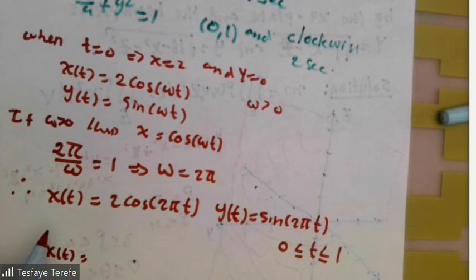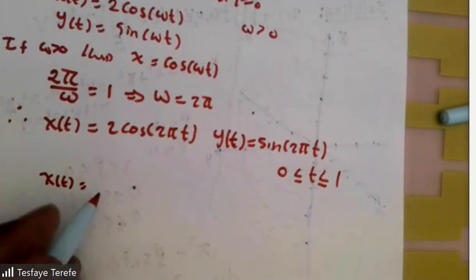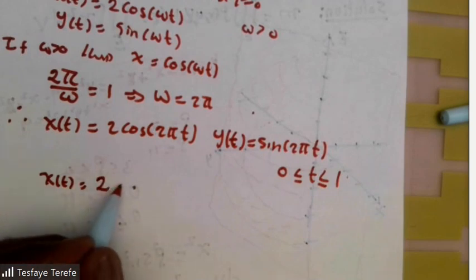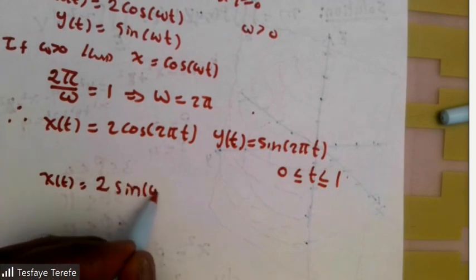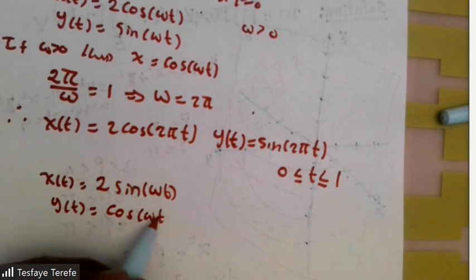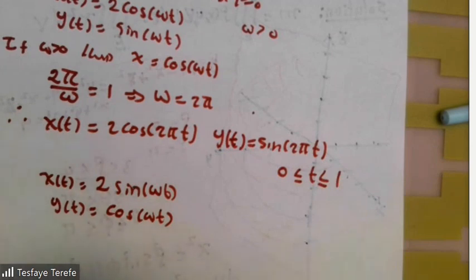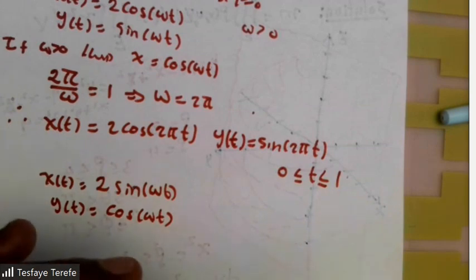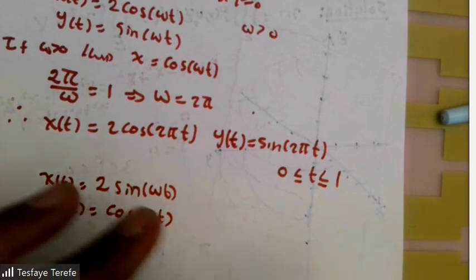You already learned this one in your trigonometric class. Well, we make it sine, and you will see it, sine of omega t. And y of t is equal to cosine of omega t. And remember, when you were talking about the spring motion, where it's going to be starting? Is it in the equilibrium position? If it is equilibrium position at time t equals 0, it is 0.